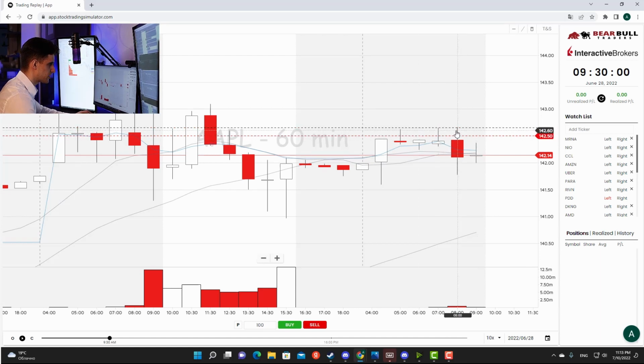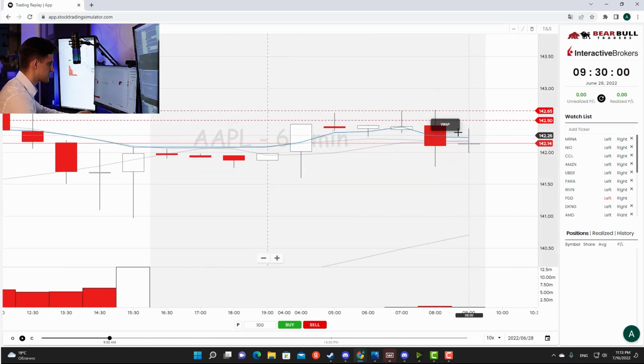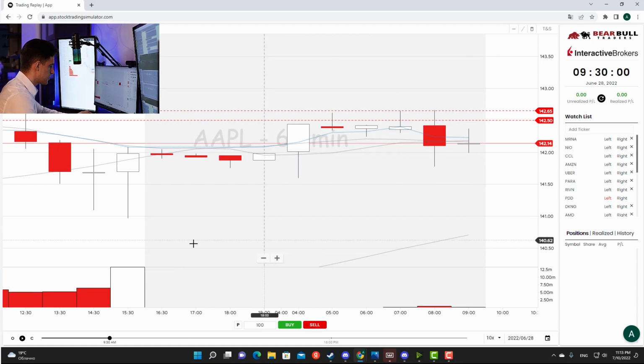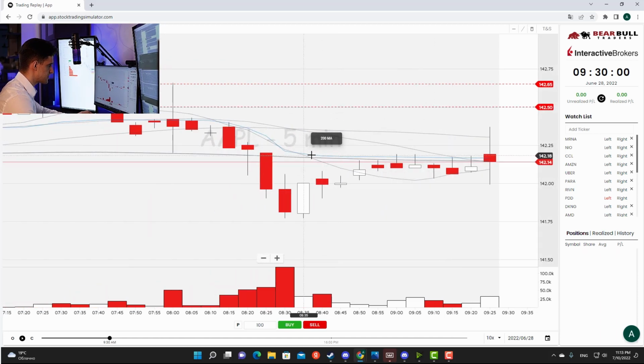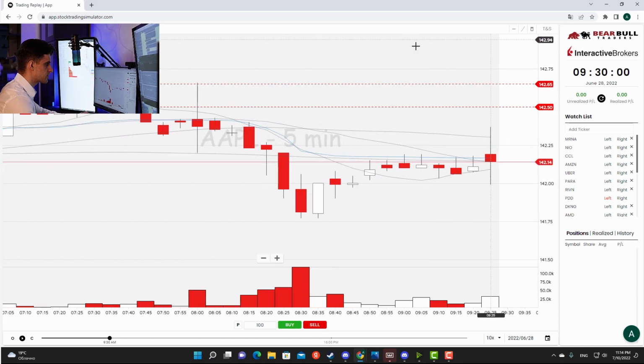You don't really need to clear the whole pre-market range. You want to clear somehow the area. Now let's go back to the 5-minute chart and see how it looks. Decent range around here. If we clear this wick around here, it would actually be amazing. But we already cleared the 142.20 area. This is the pre-market high, 142.65.